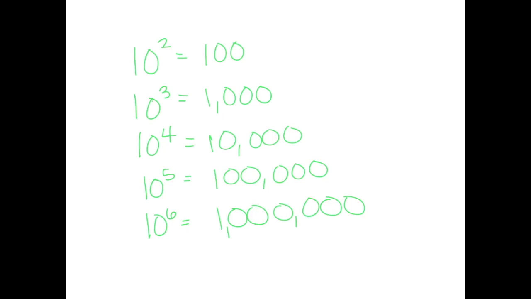10 to the second has a 2 as an exponent and 2 zeros in the solution or the product. 10 to the third has a 3 as an exponent and has 3 zeros in the product. 10 to the fourth has a 4 as an exponent and you guessed it, 4 zeros in the product. This works with any number that has a base of 10.